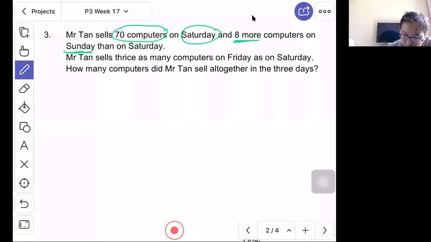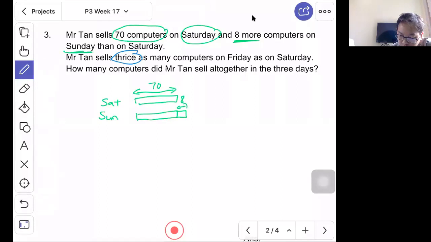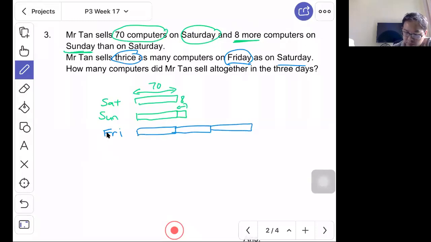So we can start with the model drawing for Saturday first. Saturday, 70. Then Sunday, 8 more, so it is longer by 8. Next, it says Mr. Tan sells thrice, so 3 times is the Friday, of the Saturday. Your Friday, you can draw on top or you can draw below. In this case, there's not enough space here, so I will draw below. Friday, 1, 2, 3. And they ask how many computers Mr. Tan sold altogether.